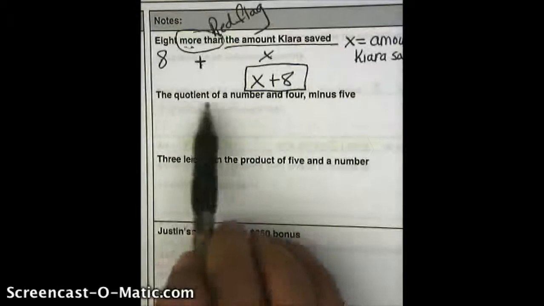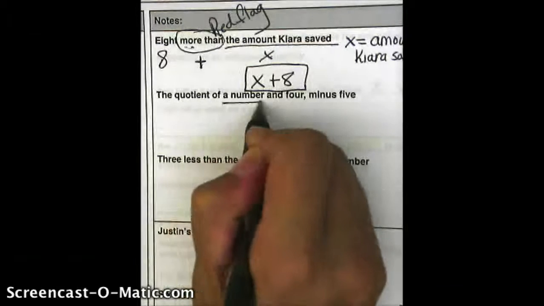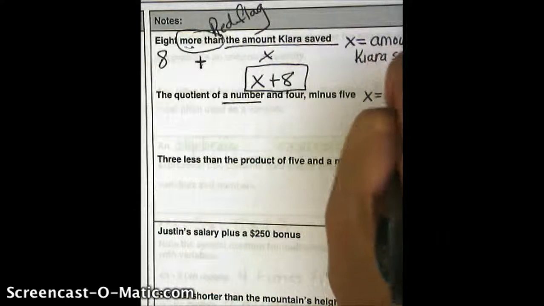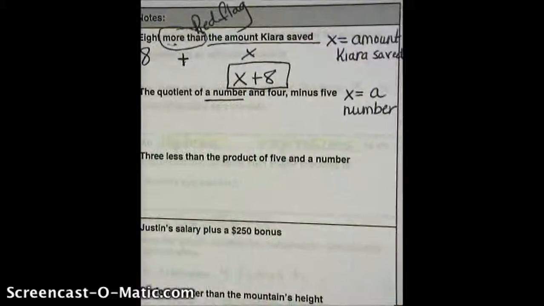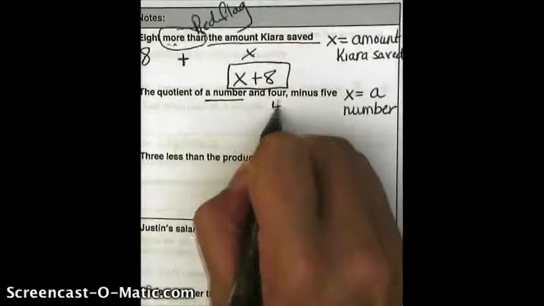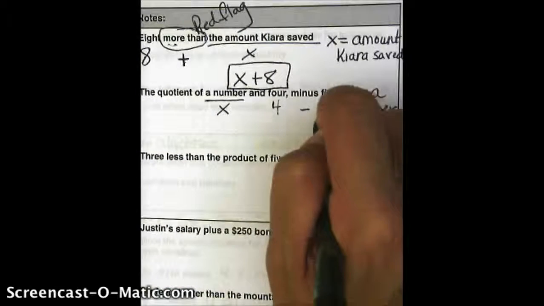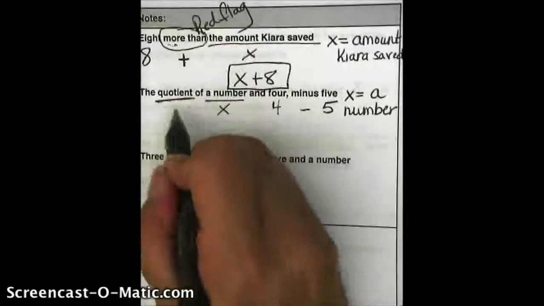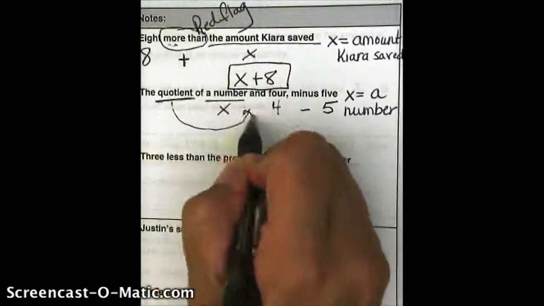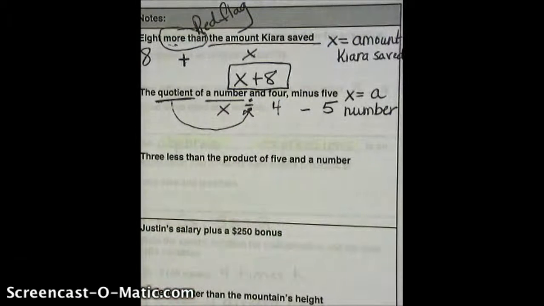The next one is the quotient of a number and 4 minus 5. So what we don't know is a number. So we'll define our variable x equals a number. And then we need to go back and figure out what the rest of it means. Well, we know 4, we know x, and then we have minus 5. And then we have the word quotient. And the word quotient means that we're going to divide these two numbers. Okay? We're going to divide those numbers.